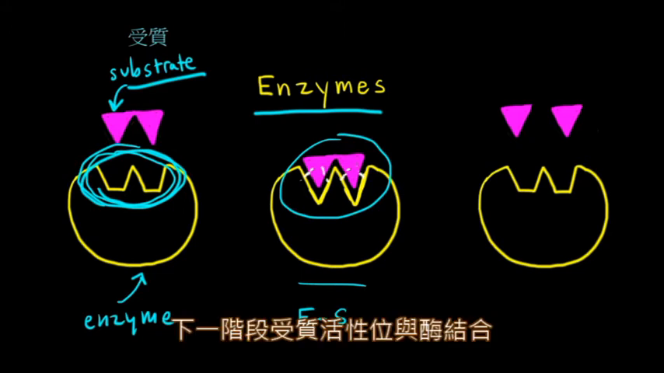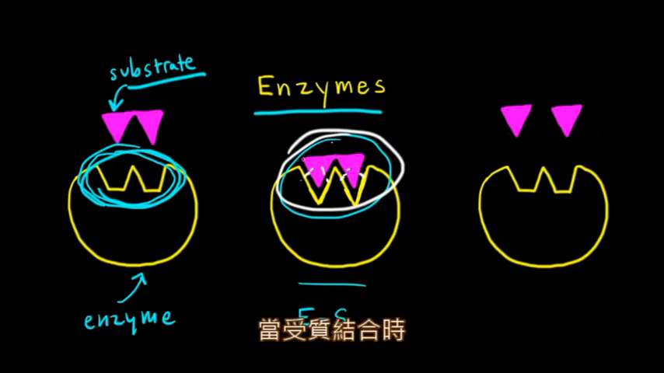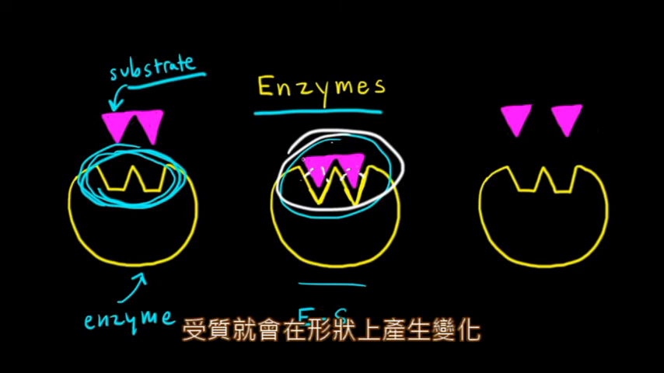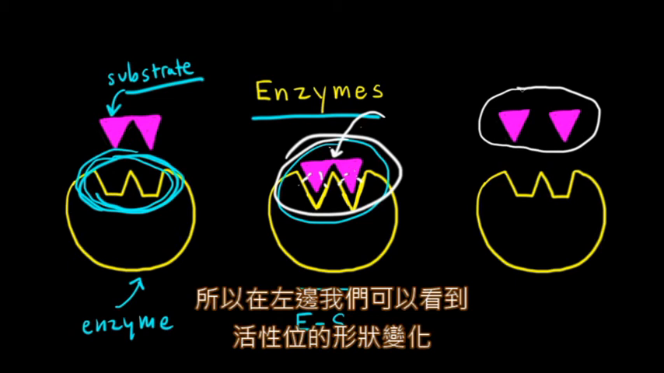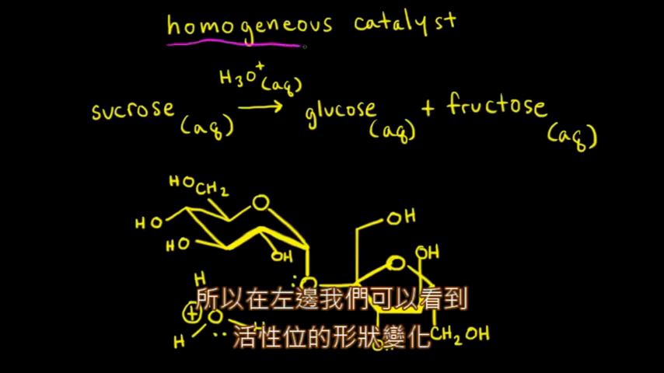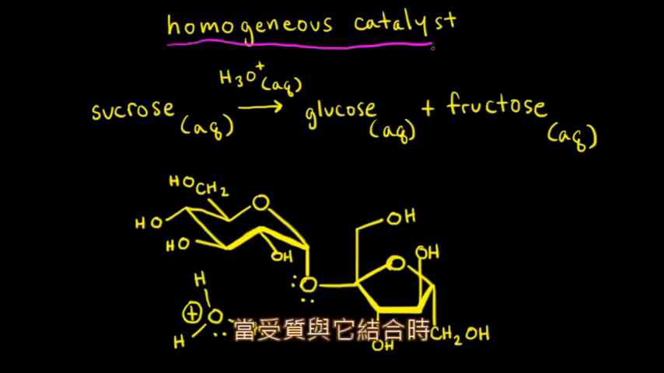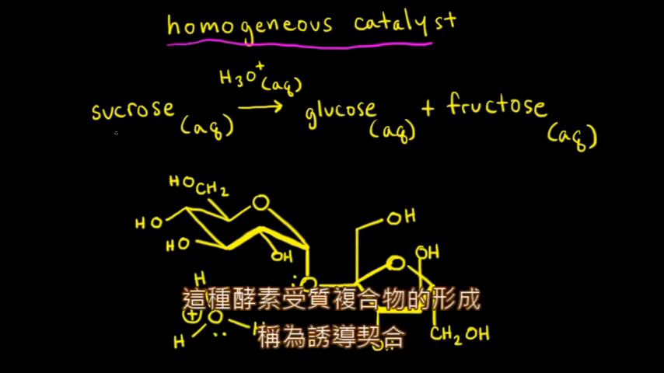In the next step, the substrate binds to the enzyme at the active site. And when the substrate binds, the substrate can produce changes in the shape of the active site that allow for better binding. So on the left here, we can see how the shape of the active site changes slightly when the substrate binds to it. This formation of the enzyme substrate complex is called the induced fit model.